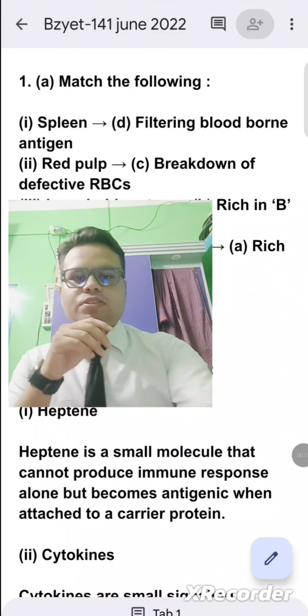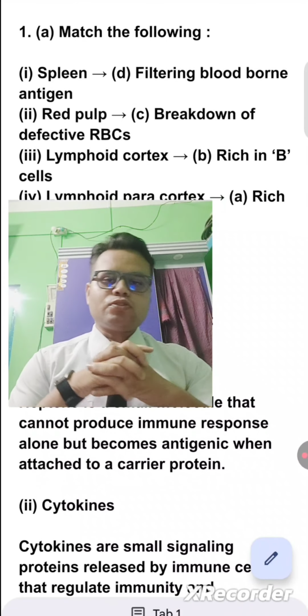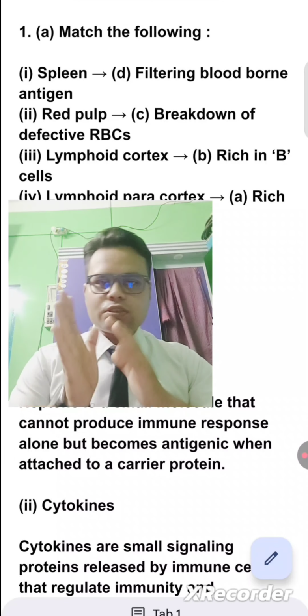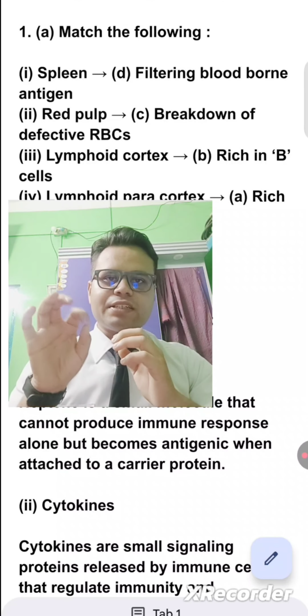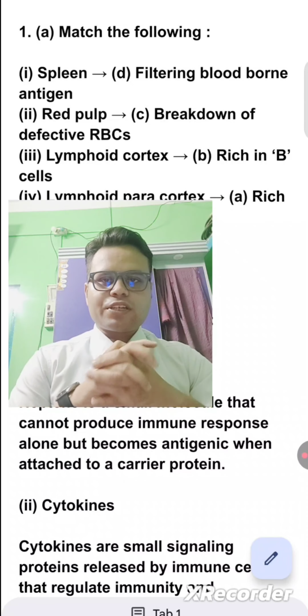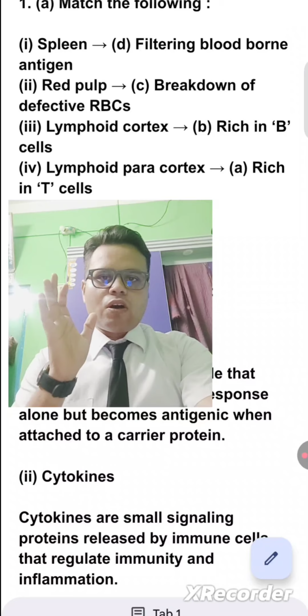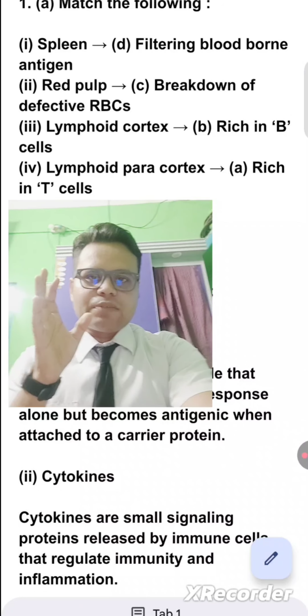So today we are discussing the immunology paper, June 2022. Okay. So first question is, class, what is spleen? Spleen is the filtering of blood-borne antigen. Okay. What do you mean by the red pulp? Red pulp is the breakdown of defective RBC.